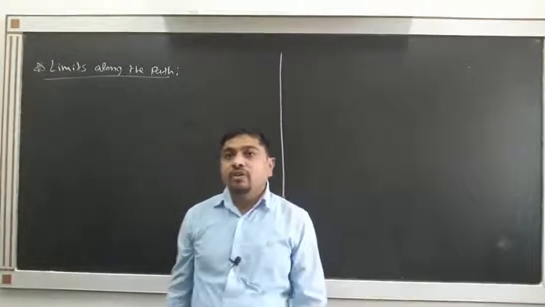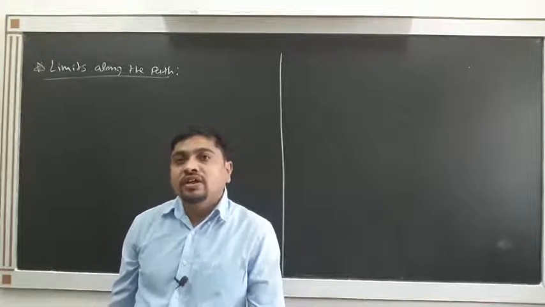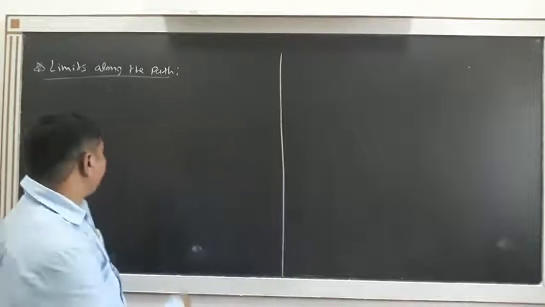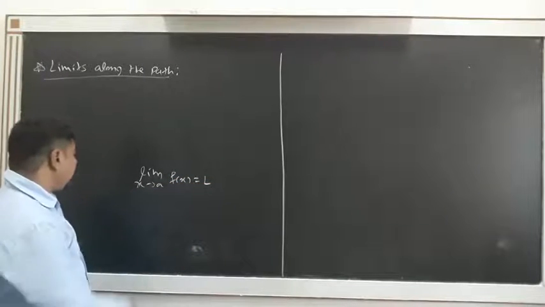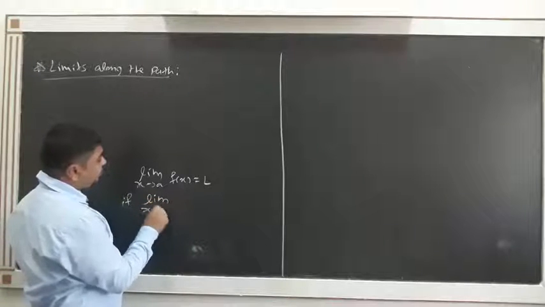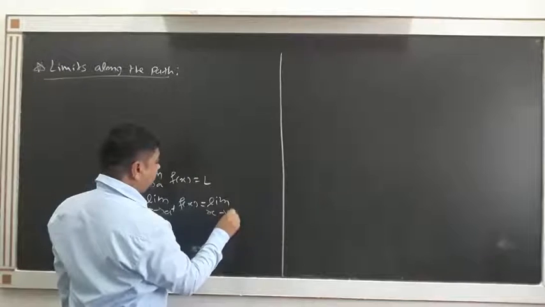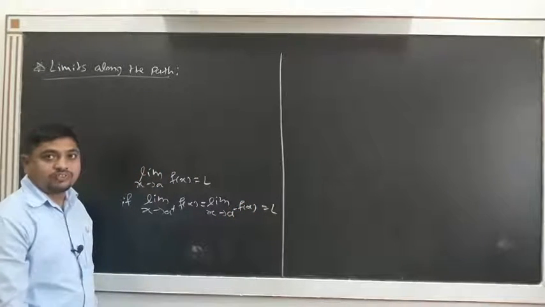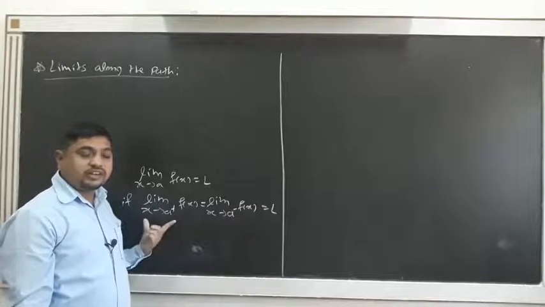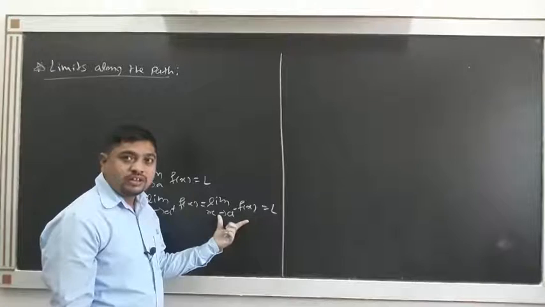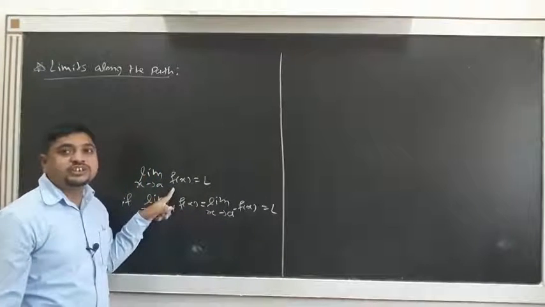If you try to remember the one variable definition of a limit, when we say that the limit of the function as x tends to a of f of x is equal to L, it means that the limit as x tends to a plus of f of x is equal to the limit as x tends to a minus of f of x, equal to L. That means if the left hand limit and right hand limit exist and they are equal, then we say that the limit of the function exists.